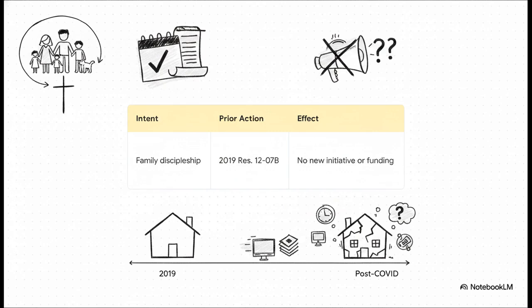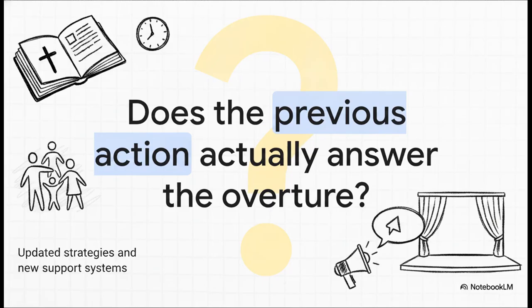Now, 2019 established a solid baseline, absolutely. But think about it. The post-COVID family dynamic has shifted drastically. The pressures on the home have completely evolved over the last 7 years. So we have to ask again, does the previous action actually answer the current overture faithfully and sufficiently?